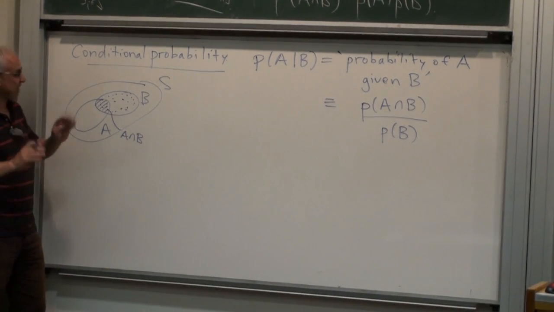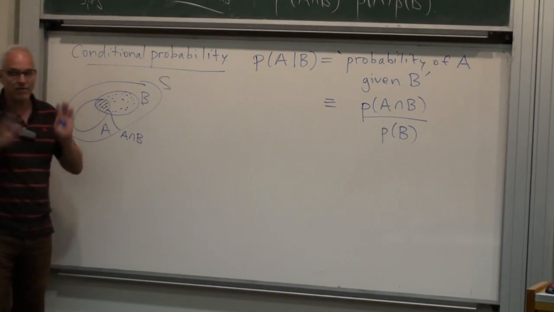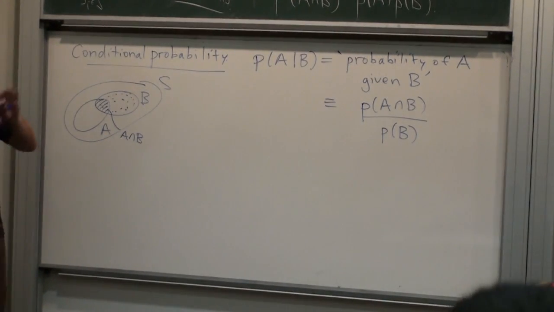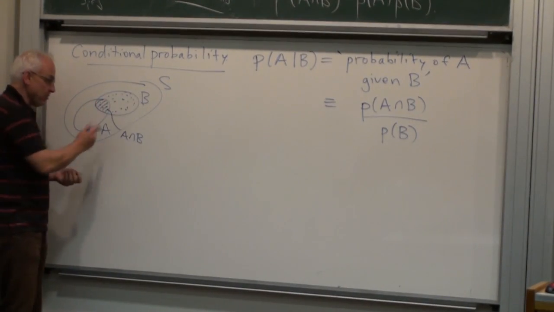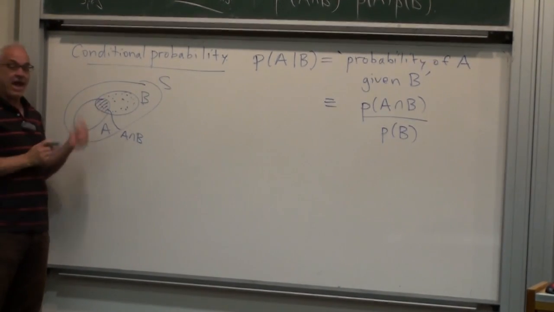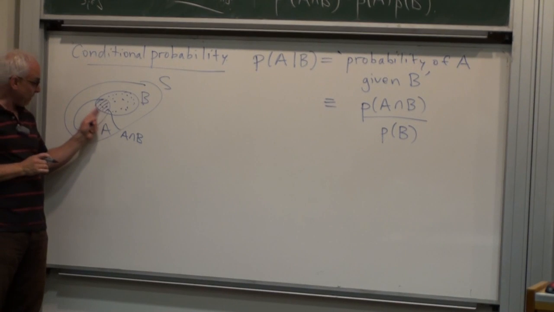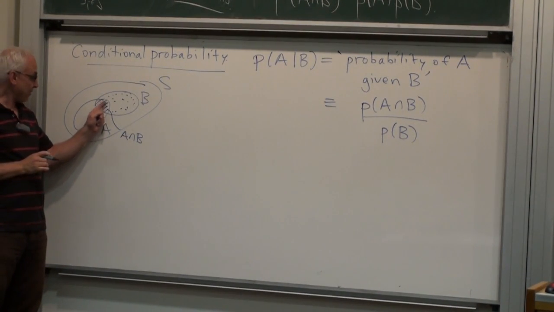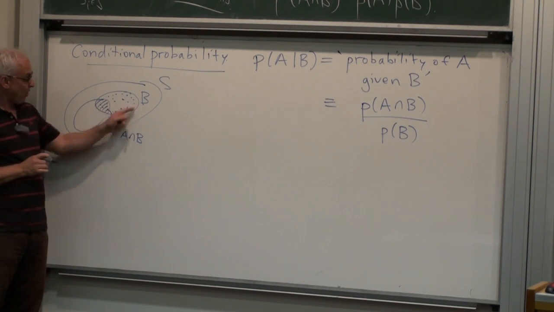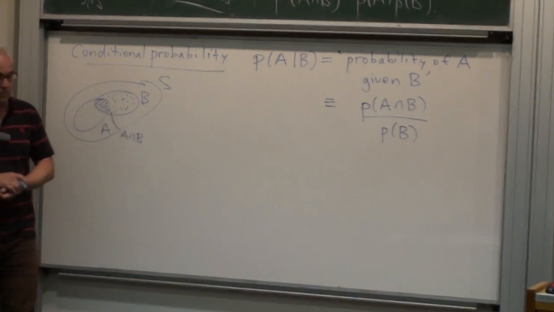All right, so effectively what you're doing is you're ignoring everything outside of B. Your whole world has shrunk from S to B. And then inside your B, you're asking what's the probability of A happening. So A is then represented only by this little portion. So you have to add up the probabilities there and divide by all the probability of B.